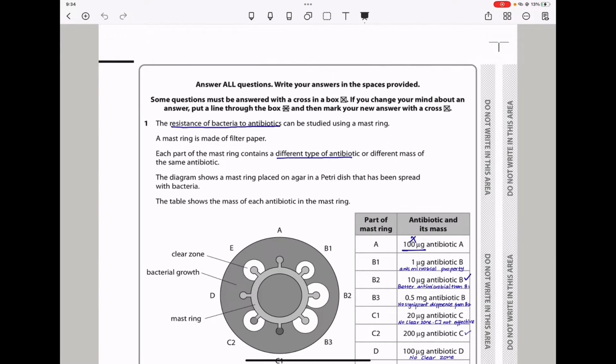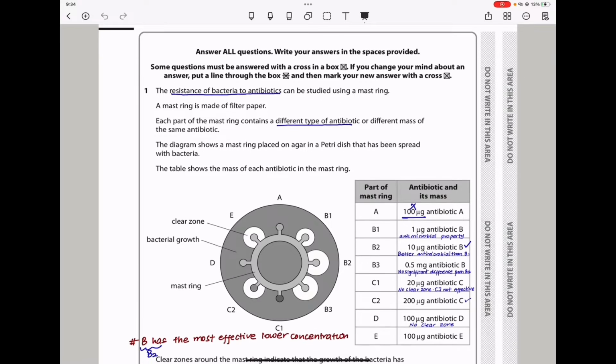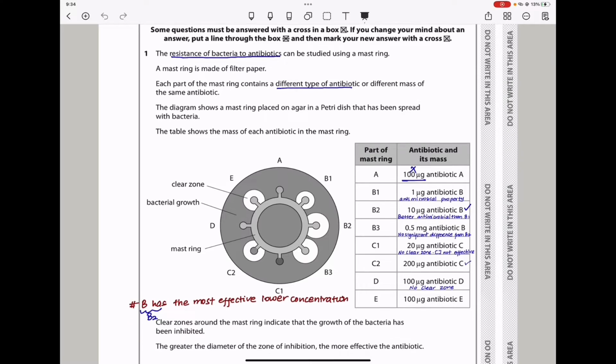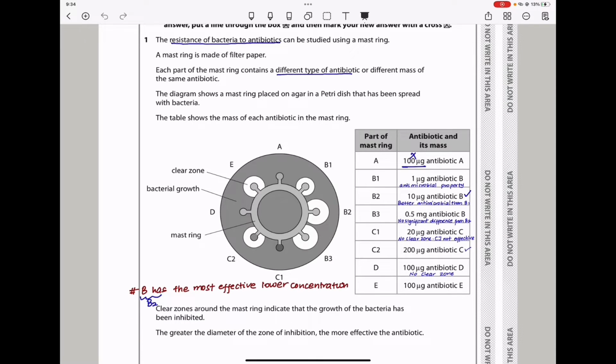Question 1. The resistance of bacteria to antibiotics can be studied using a mass string. A mass string is made of filter paper. Each part of the mass string contains a different type of antibiotic or different mass of the same antibiotic. The diagram shows a mass string placed on agar in a petri dish that has been spread with bacteria. The table shows the mass of each antibiotic in the mass string.